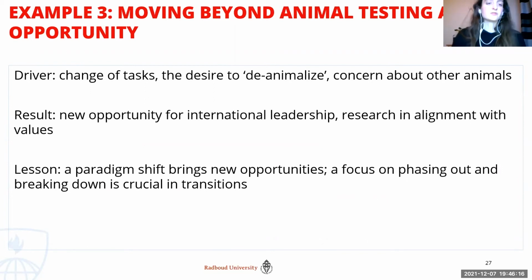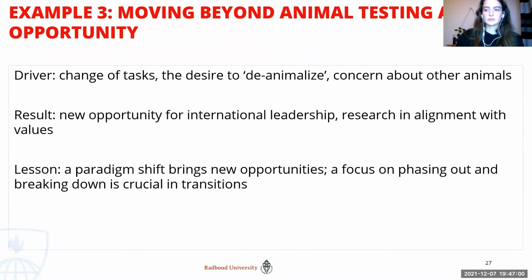So this change was driven by a change of task, with the vaccine production moving elsewhere, but also the desire to de-animalize, which came from a concern about animals. And especially specific individuals within those organizations were really driving that change. The result was a new opportunity for international leadership, but also research in alignment with values. When I interviewed people there, they were always quite happy to inform me that in their department they were not doing animal testing at that moment anymore. I think it just felt good for them.